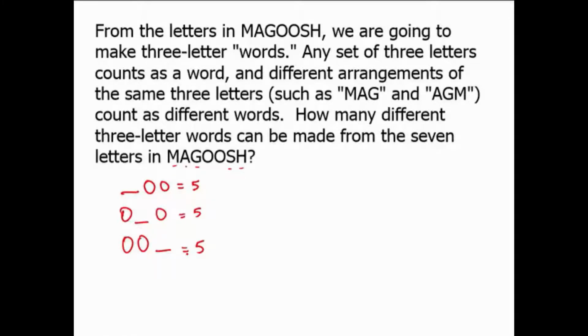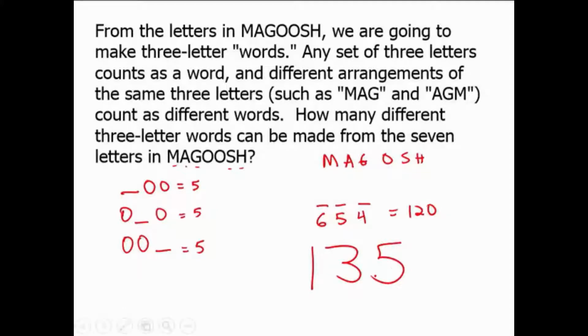Well, now let's ignore the two O's. Now let's just consider the 6 separate letters. And of these 6 separate letters, we're going to pick 3 different letters. So we have 6 choices for the first letter, 5 remaining choices for the second letter, and 4 remaining choices for the third letter. Well, 5 times 4 is 20, times 6 is 120. 120 plus 15 is 135. And that is the number of 3-letter words that we can make.